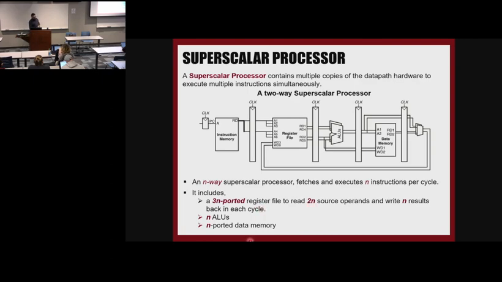We also need to have n ALUs and an n-ported data memory, because we want to read n values at the same time, or write n values to the memory at the same time. So these are the modifications we have to make in the register file, data memory, and ALU to be able to support an n-way superscalar processor.